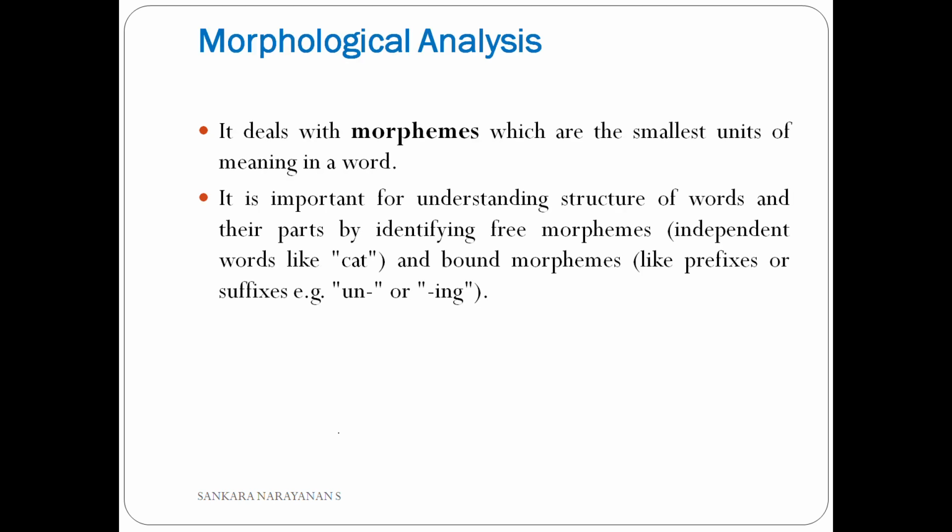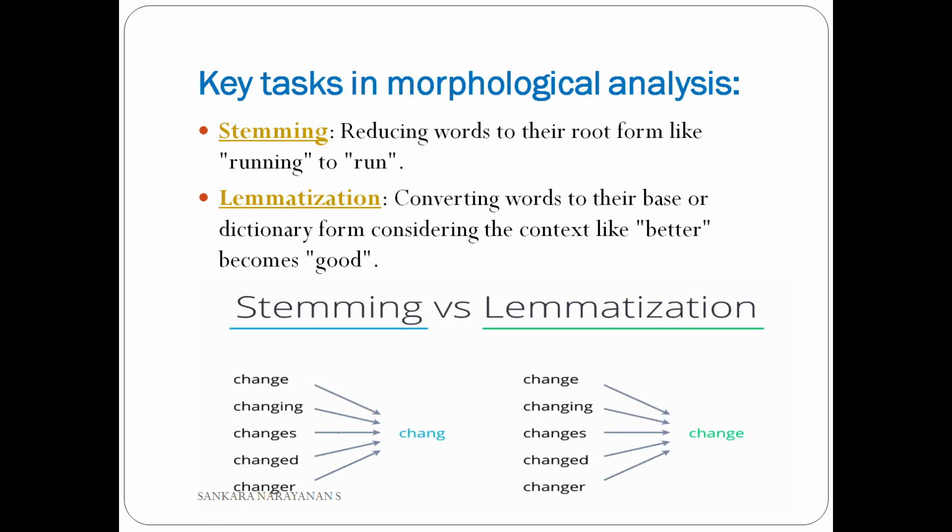Along with lexical analysis, we have morphological analysis. Morphological analysis deals with morphemes, which are the smallest units of meaning in a word. It is important for understanding the structure of words and their parts by identifying the morphemes: independent words like cat and bound morphemes like prefixes or suffixes, for example un or ing. So these are the key tasks in morphological analysis.